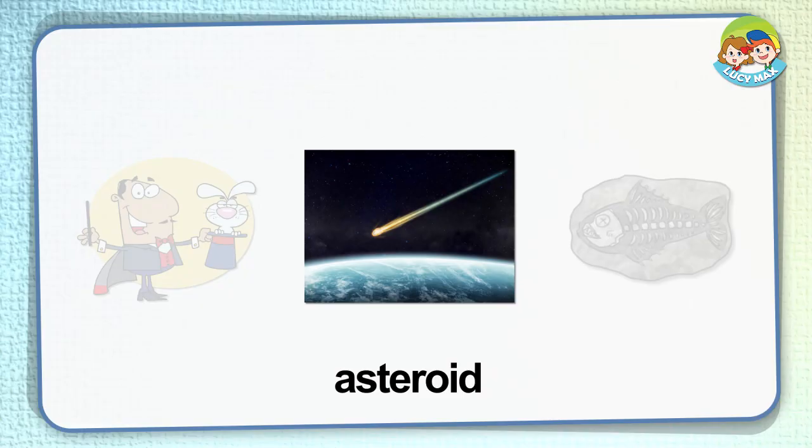Asteroid. An asteroid is a small rock. It moves very fast in space. The picture shows an asteroid. If it comes to the Earth, the Earth will be seriously damaged.